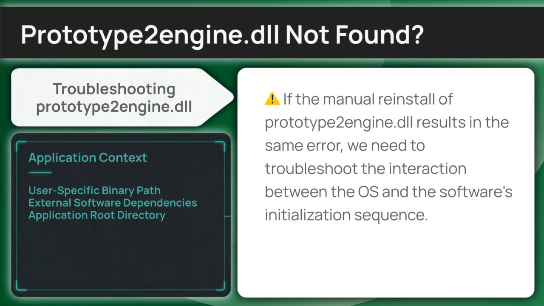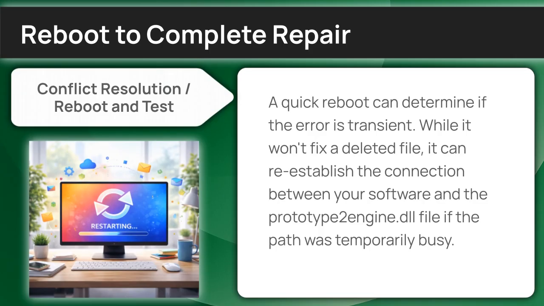properly configured. A simple restart can resolve file-in-use errors that mimic a missing Prototype2 engine message. It's a low-effort step that ensures your operating system starts with a clean execution stack.